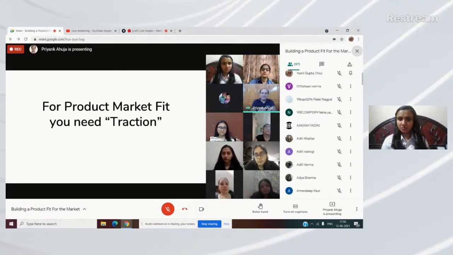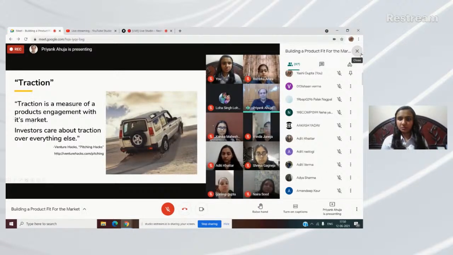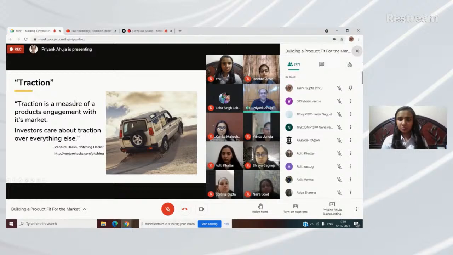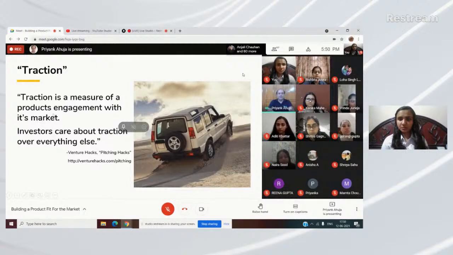So how many people are tracking your product in the market? That is called traction. So traction is a measure of the product engagement with the market. If customers are not interacting with the product, then how can you say that it is gaining huge traction?